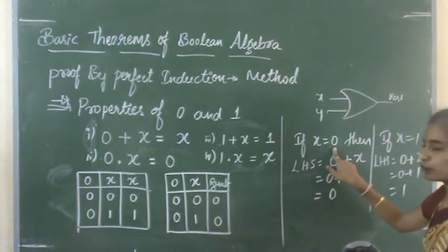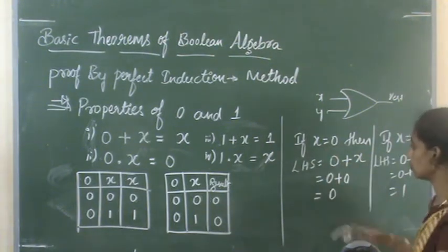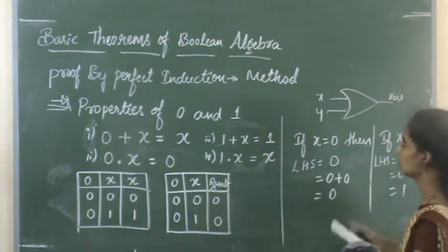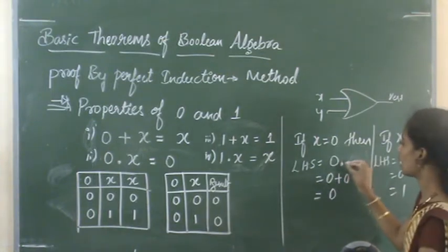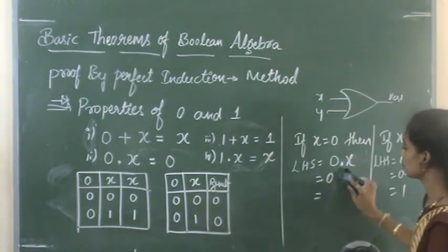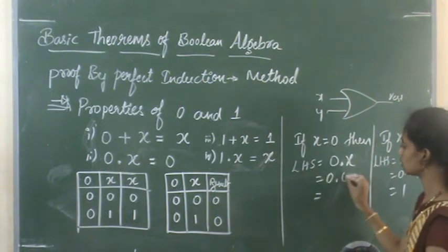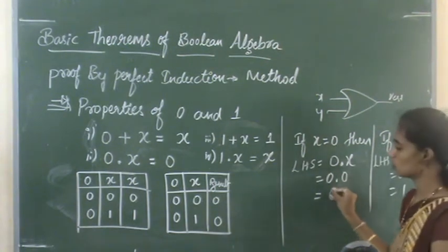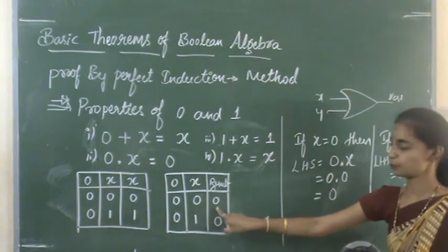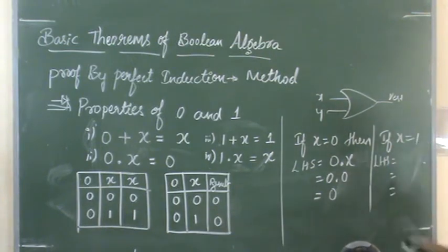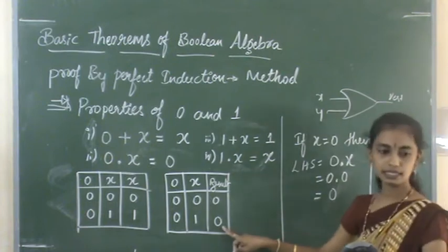Okay. So if I provide x as 0, what is the LHS here? 0 and x, right? So 0 and 0. 0 into 0 is 0. So I will get the result 0. Next, if I provide x value as 1, so 0 into x means 0 into 1. What is 0 into 1? It is 0. So I will get the result 0.